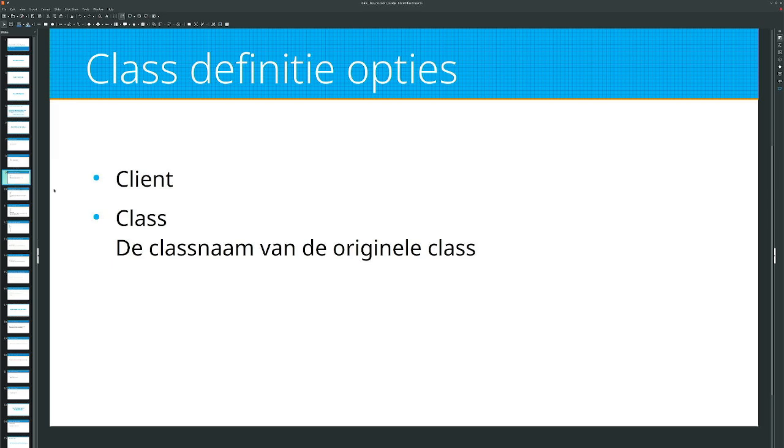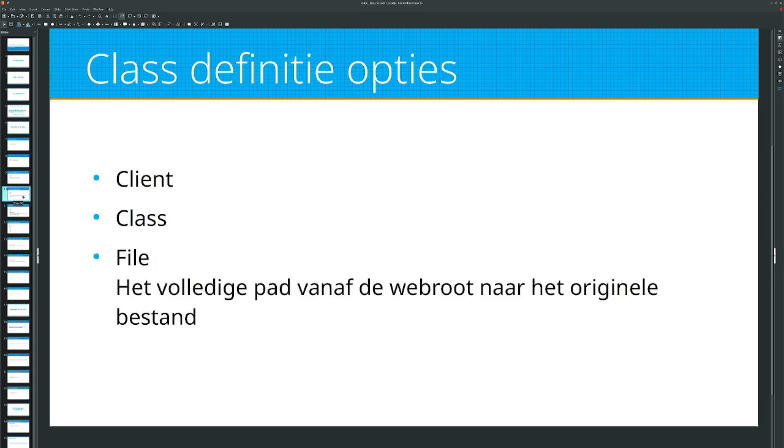So the second thing you have to define is the class name of the original class you're going to override. We'll see how that works later in the example. And the third is the file. Where does this original file live that you want to override? So that way the class extender can find the file and do its magic.